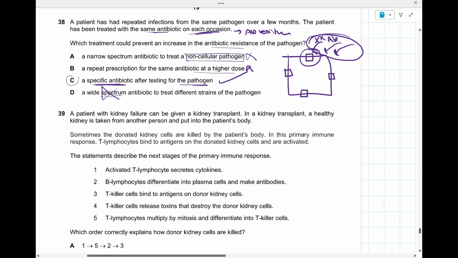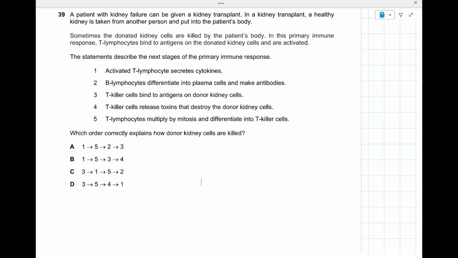Therefore, C is the only correct answer. Question number 39. A patient with kidney failure can be given a kidney transplant. In a kidney transplant, a healthy kidney is taken from another person and put into the patient's body. The statements describe the next stages of the primary immune response. So the question mainly asks about the normal immune response, which order correctly explains how donor kidney cells are killed.